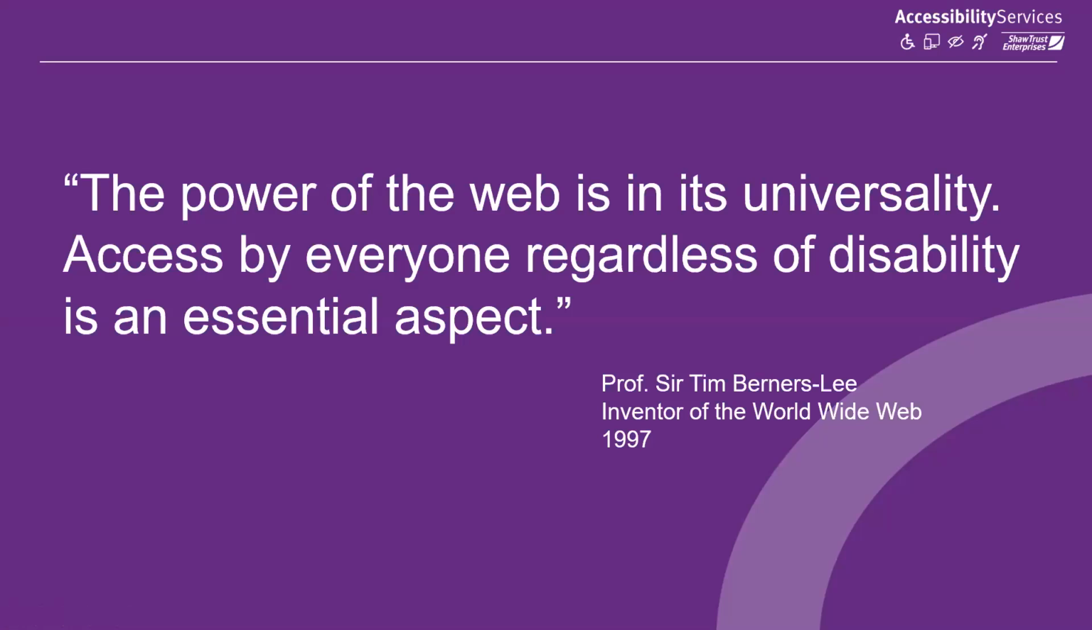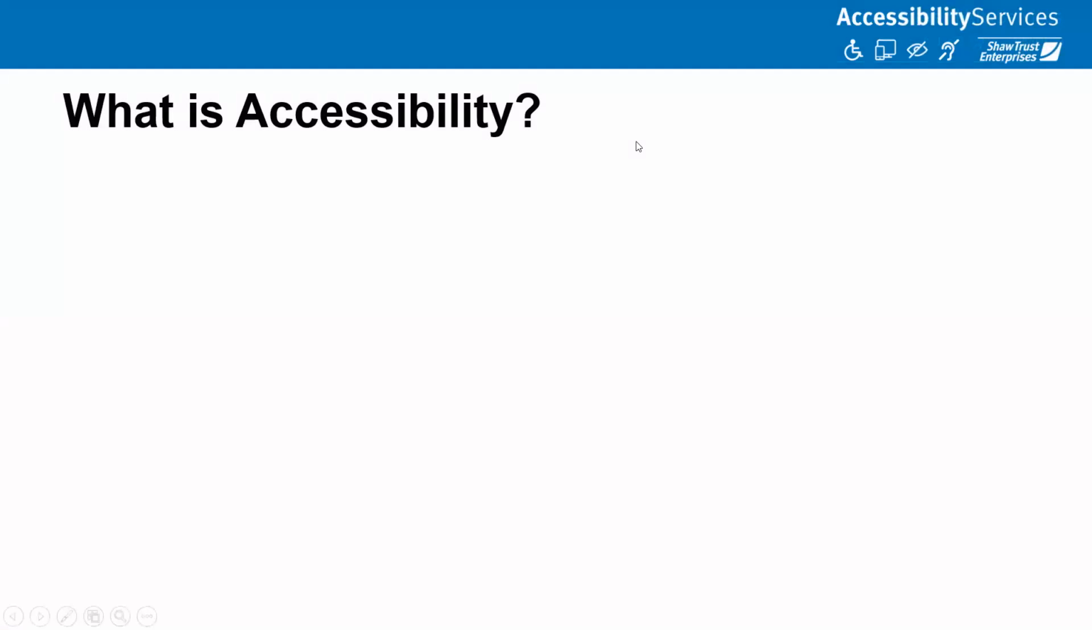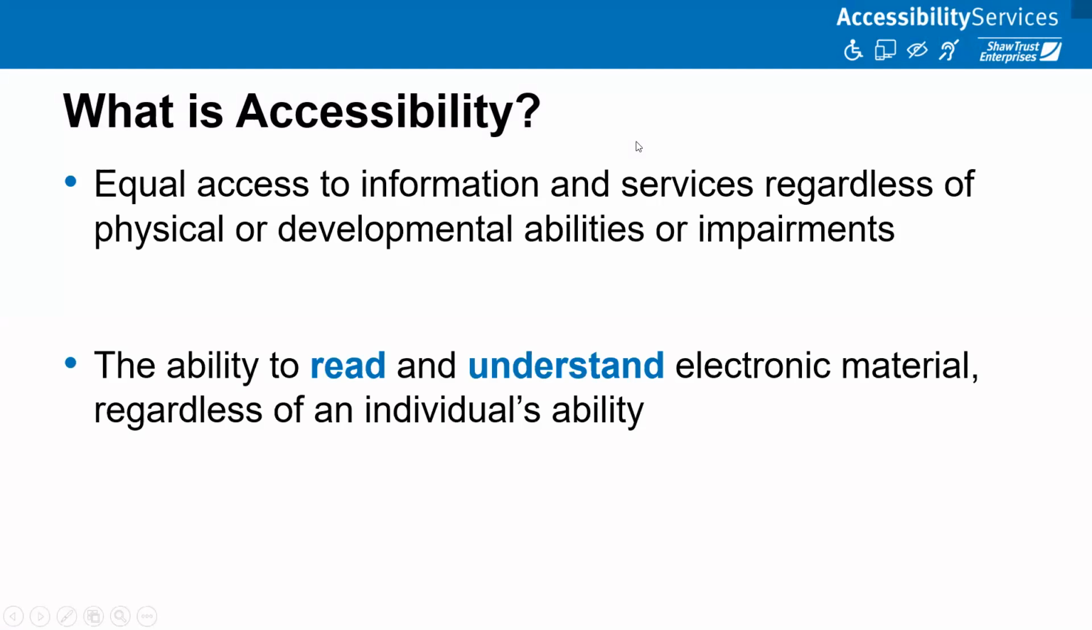This has been around for a number of years now, and I still don't think we're quite there with the accessibility of our web content. And so what is accessibility then, just to make sure that we're all on the same page. Our definition for what accessibility is: equal access to information services regardless of physical or developmental ability.